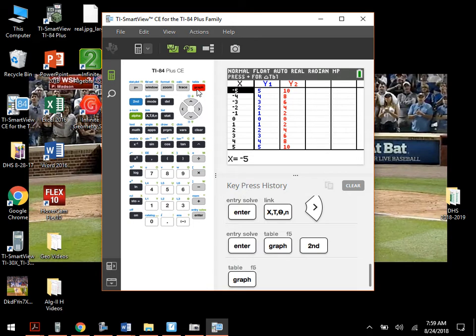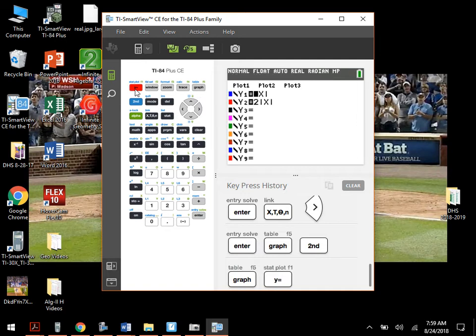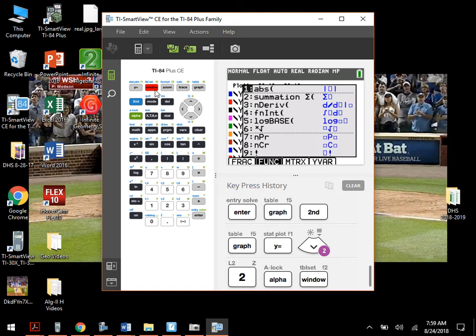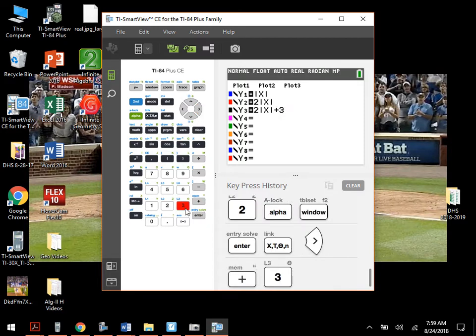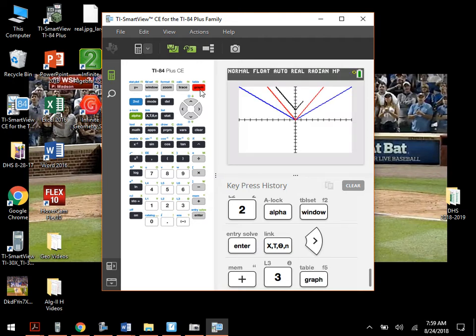Okay. Let's try another one. Go back to your y equals. Go down to the third one. Let's do 2, alpha window, enter, x. Now go on the outside of it, hit the right arrow, and I want to do plus 3. Okay, plus 3. Now hit graph. What happened?